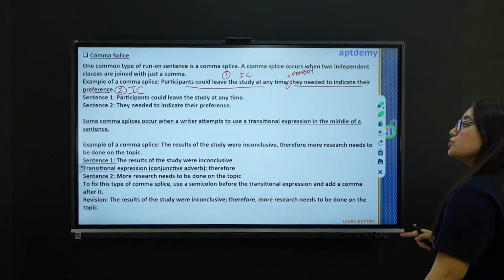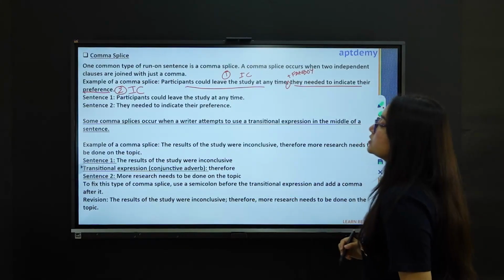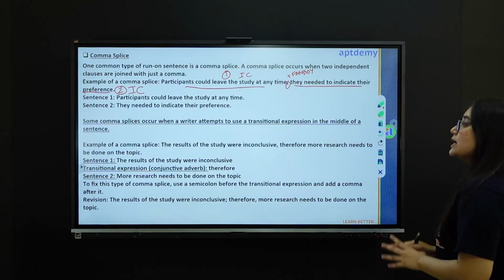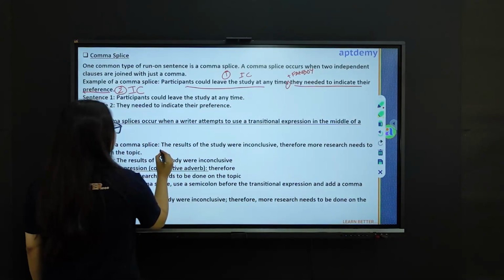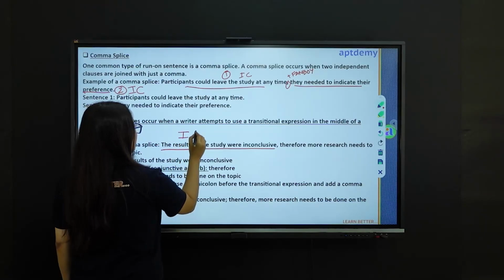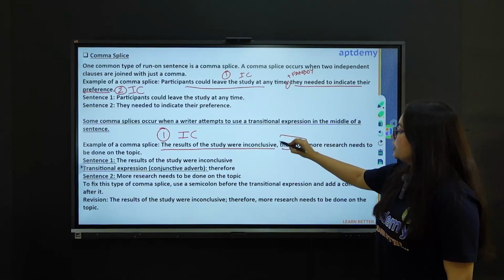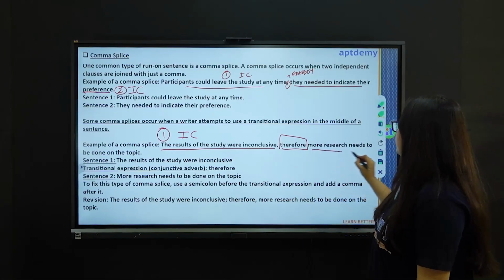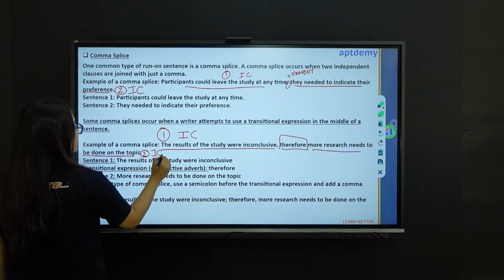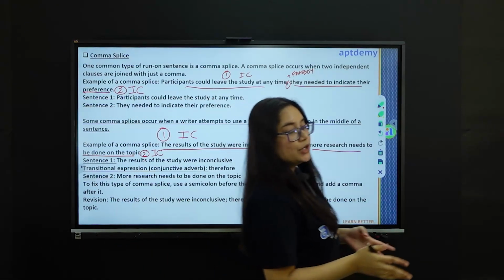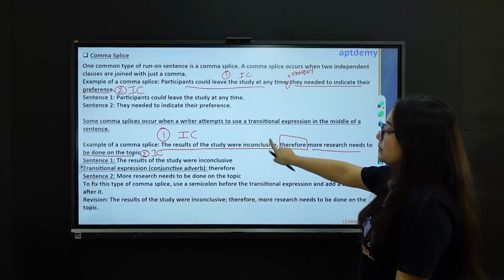Now some comma splices also occur when the writer uses a transitional expression. For example, this sentence: the results of the study were inconclusive, comma, therefore more research needs to be done on the topic. This is our first IC. This is our transitional expression, or the conjunctive adverb, and this is our second IC. So the writer has used therefore, a conjunctive adverb, to break the sentence, but what he has done is that he has used the wrong type of punctuation.